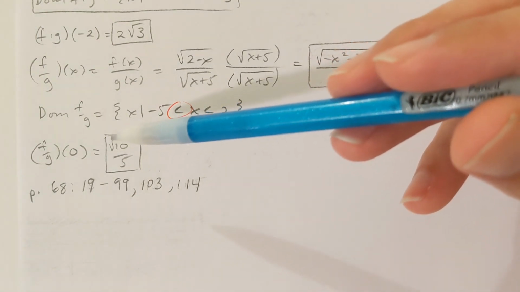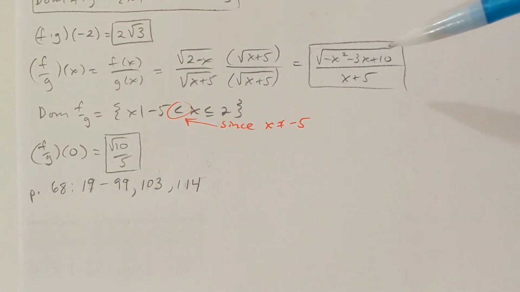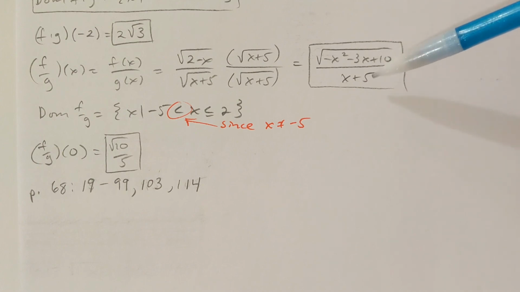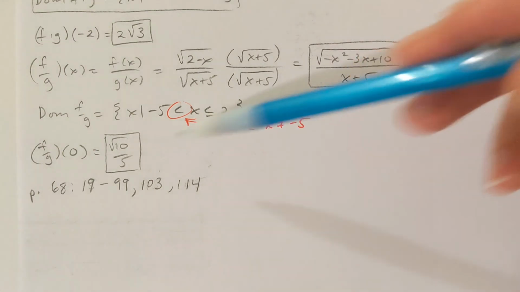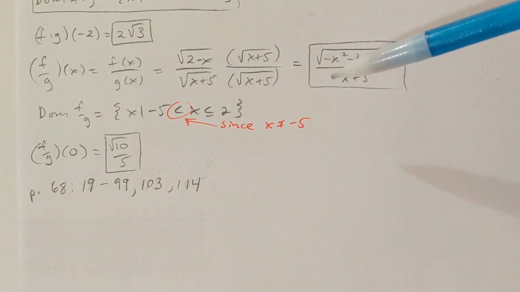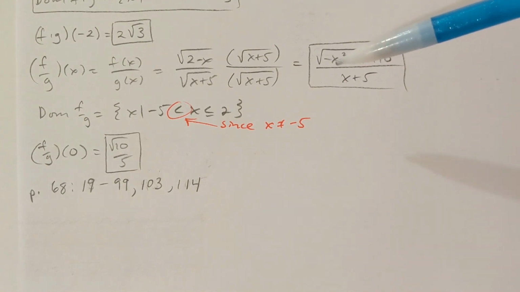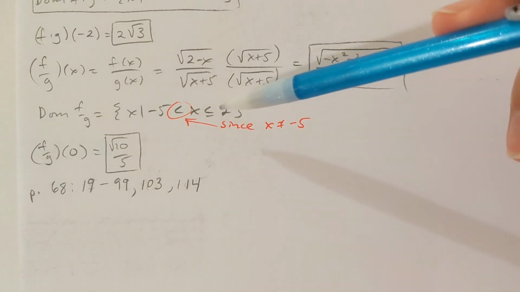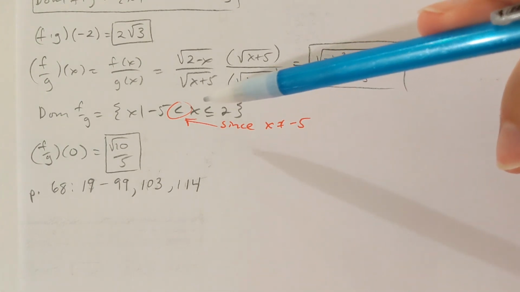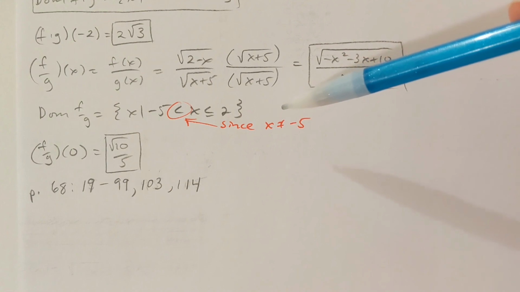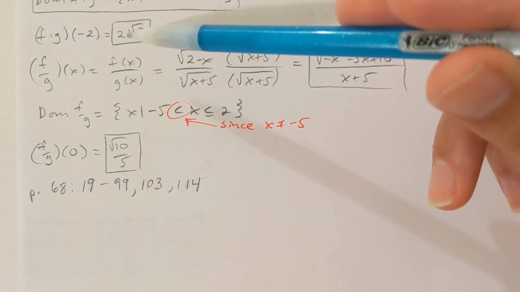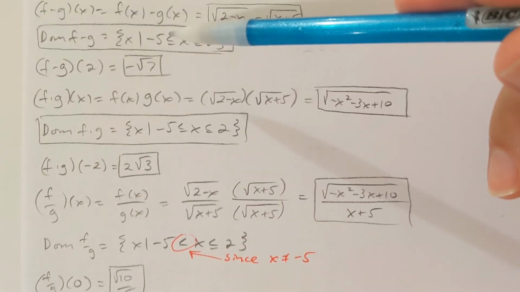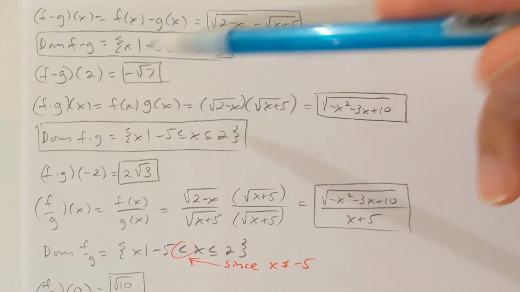F divided by g of 0 gives me root 10 divided by 5, which is the output. And all these numbers that I'm selecting are in the range of negative 5 to 2. Okay, something to keep in mind. And most of them including negative 5 and including 2. Okay, 0, negative 2, 2, okay.